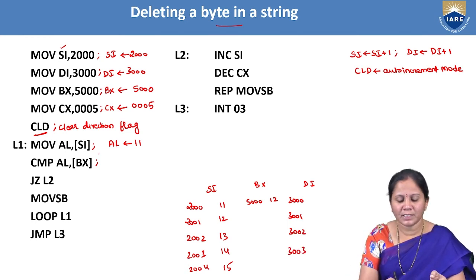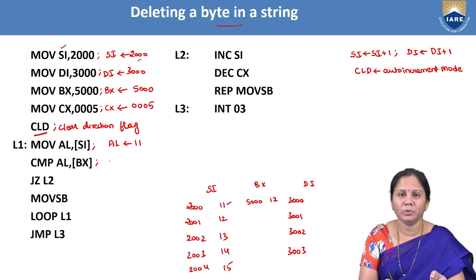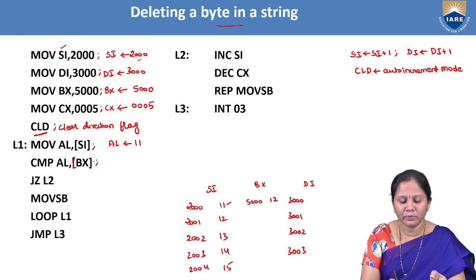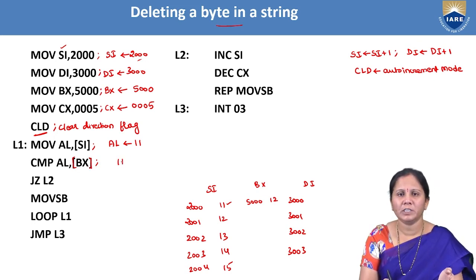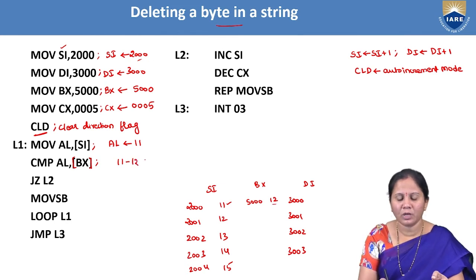Move AL, SI: up to now the value of SI is 2000, so the value present in the 2000 location is 11. It will be moved into the AL register, the accumulator. And compare AL, content of BX. Comparison means a subtraction operation will be performed, but the result will not be stored anywhere. So 11 minus 12, where the value present in BX is 12. Here we are going to get a negative result, so it is not equal to 0.